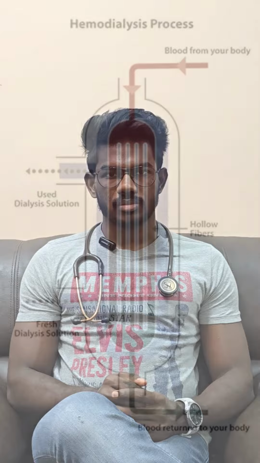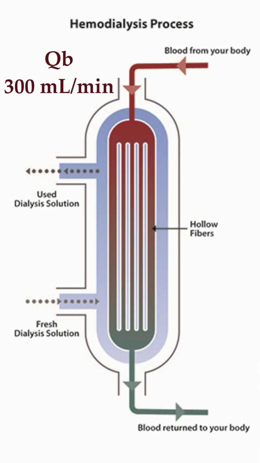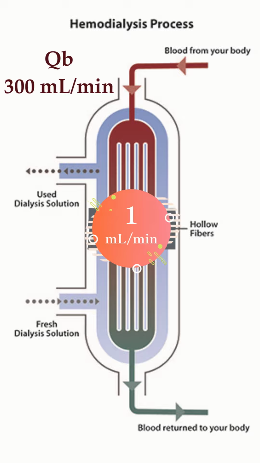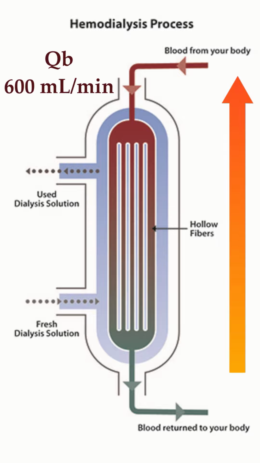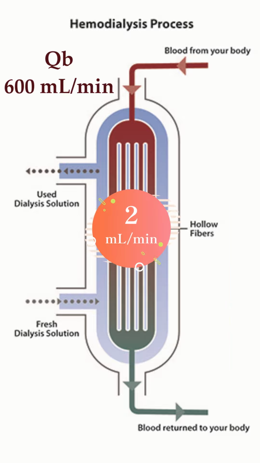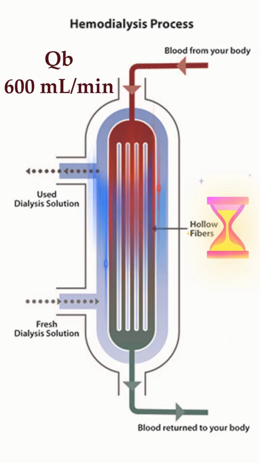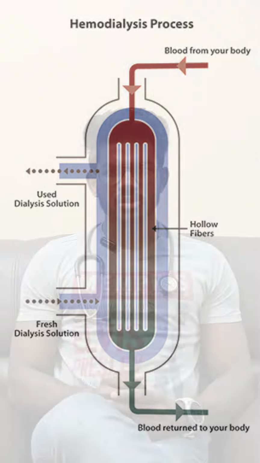Now let's see why clearance doesn't keep rising when we increase the blood flow. Imagine this simple example. Blood flow is 300 ml per minute and it travels through 300 fibers. So each fiber carries about 1 ml per minute. Now if you increase the blood flow to 600 ml per minute without increasing the number of fibers, each fiber now carries 2 ml per minute. So the blood spends less time inside the fiber. Even though the flow is higher, the extraction efficiency drops.